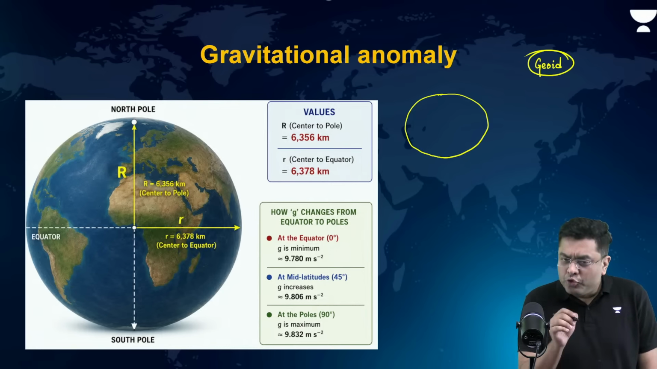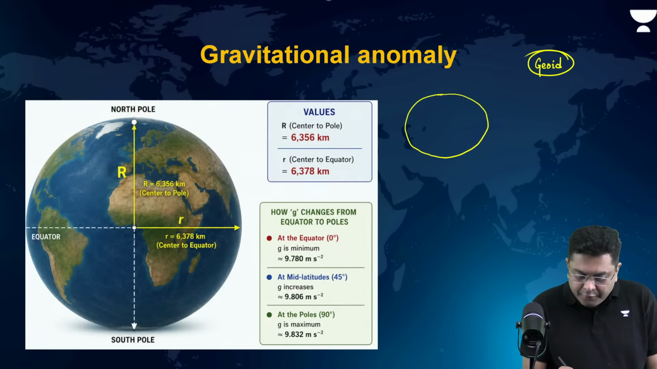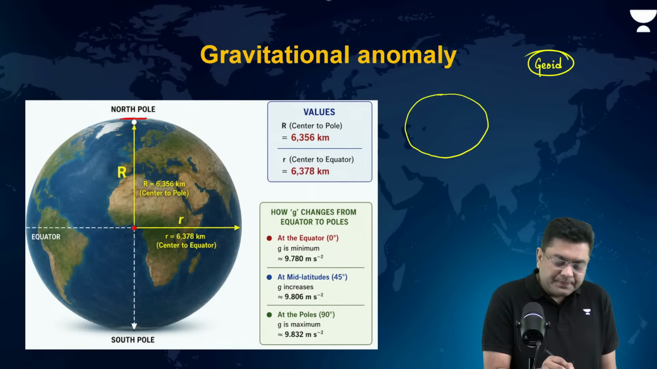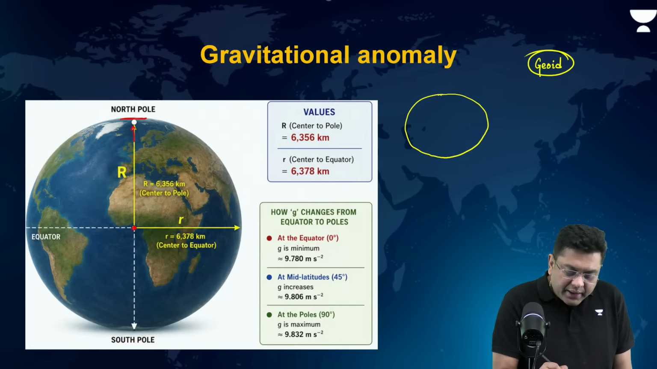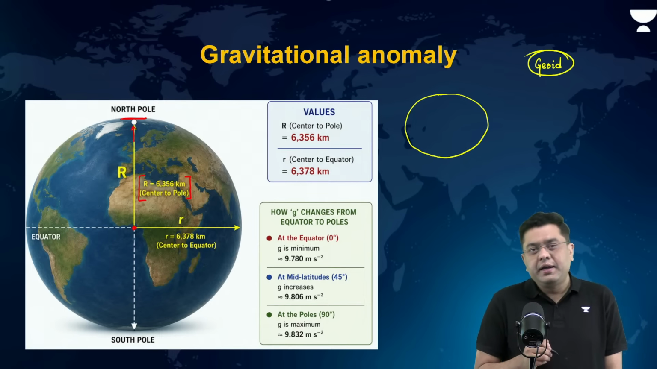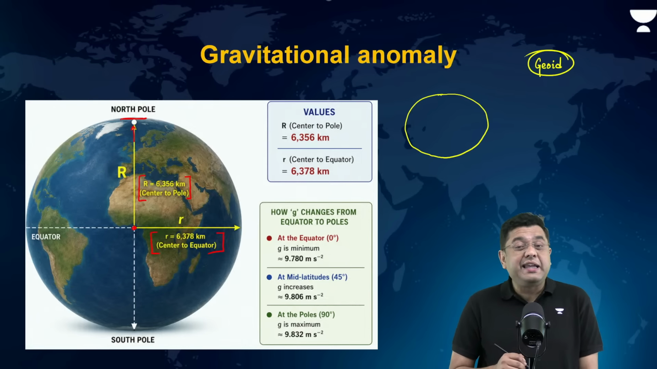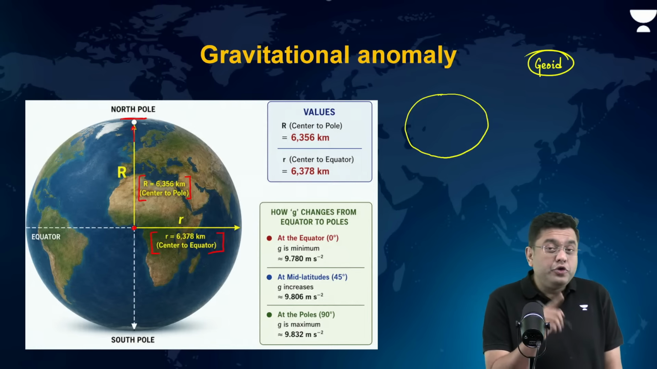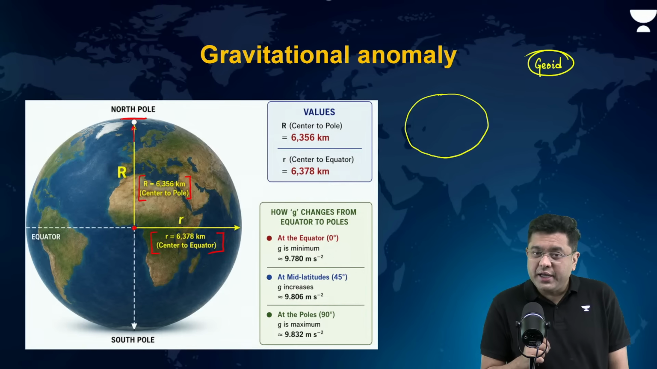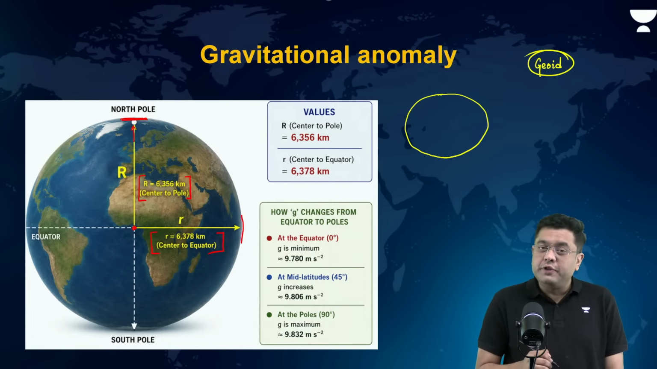Now, if you observe this image, here you will observe from the center up till the poles, right? The radius of planet Earth is around 6,356 kilometers. At the equator, the radius is 6,378 kilometers. So the radius is not consistent. The radius is changing. Radius is much more at the equator, much lesser at the region of the poles.